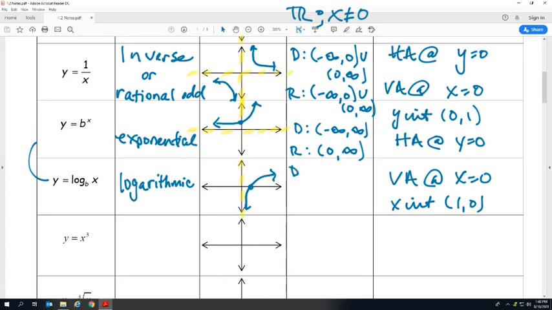So its domain doesn't go anywhere to the left of that asymptote. So it goes from 0 to infinity, not including 0 because that's an asymptote. And its range is all real numbers, so negative infinity to infinity.